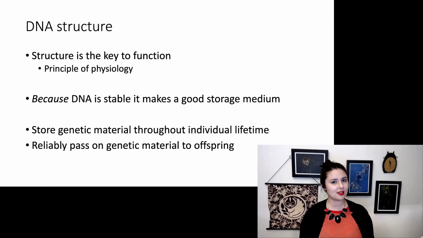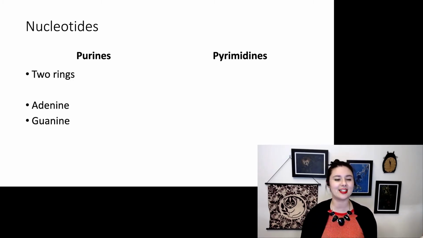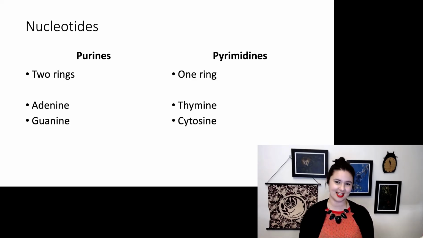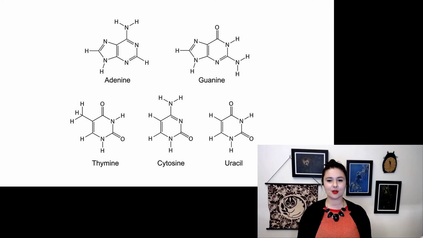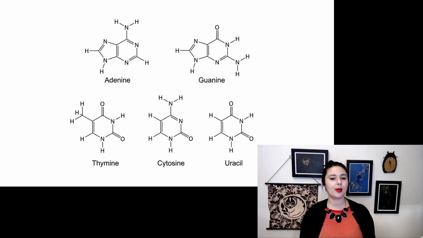But let's talk a little bit about those four different bases, or nucleotides. We have two versions: purines and pyrimidines. Purines have two rings, and these are adenine and guanine. Pyrimidines just have one ring: thymine and cytosine. You can see their molecular structure here. Also, we have uracil because RNA has a slightly different structure. On top are purines, again with those two rings, and pyrimidines on the bottom with just a single ring.